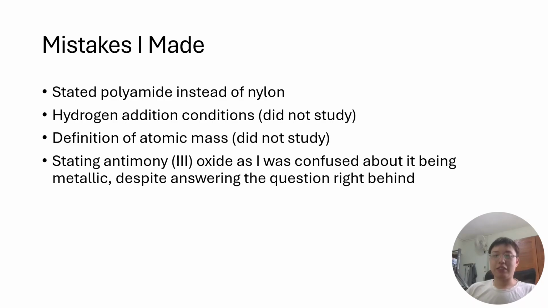In fact, in the paper, I stated that it is relative to a hydrogen atom, which was completely wrong, and it is supposed to be 1/12 of a carbon-12 atom. Last but not least, another silly mistake that I made was that I stated antimony trioxide, as I was pretty confused about it being metallic. Antimony is a metalloid, so that led to the confusion. Despite me answering the question right behind correctly, because I stated that antimony is similar to nitrogen, and therefore it can form three covalent bonds with hydrogen.